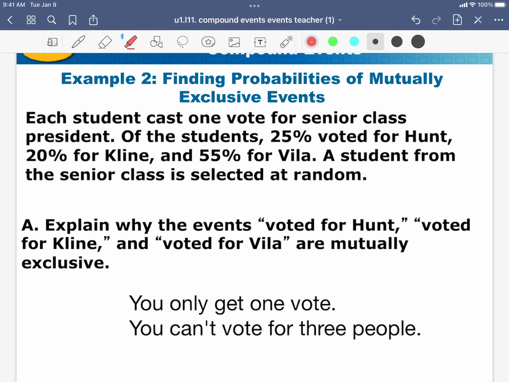Explain why the events voted for Hunt, voted for Klein, and voted for Vila are mutually exclusive. You only get one vote. You can't vote for three people. In this situation, each student casts one vote for senior class president. Of the students, 25% voted for Hunt, 20% for Klein, and 55% for Vila. A student from the senior class is selected at random. They would only have one of the three votes, not all three.